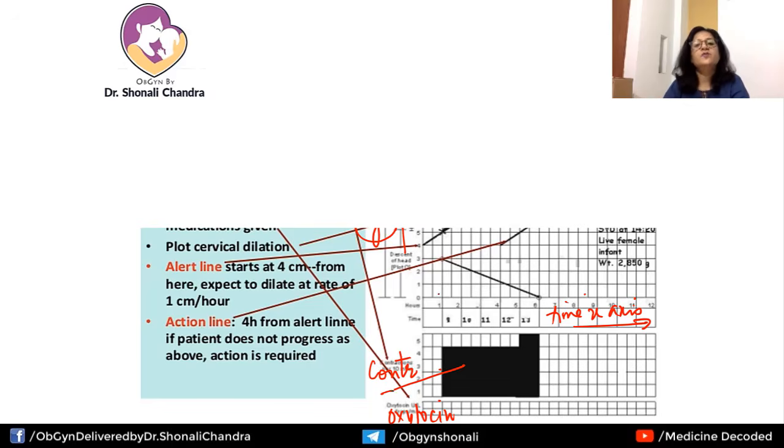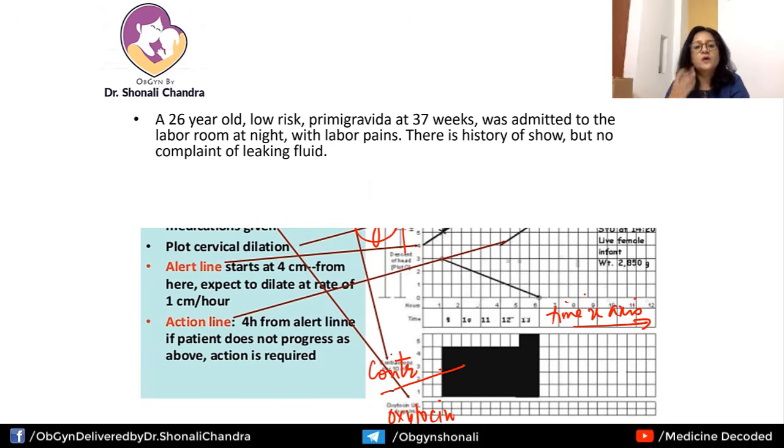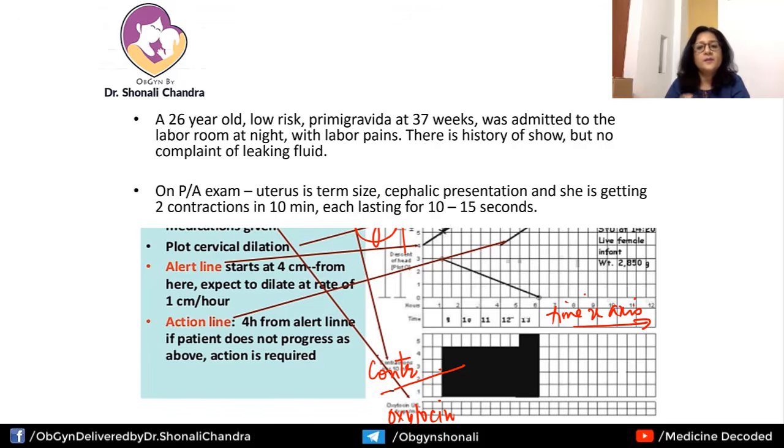Let's say that we are in the night shift in the labor room, and a 26-year-old low-risk primary gravida is admitted with labor pains. There is history of show, but no complaint of leaking fluid. So everything is normal, she just complains of normal labor pains. On per abdomen examination, the uterus is term size, cephalic, and she is getting 2 contractions in 10 minutes, each lasting for 10 to 15 seconds. So she is getting mild contractions.